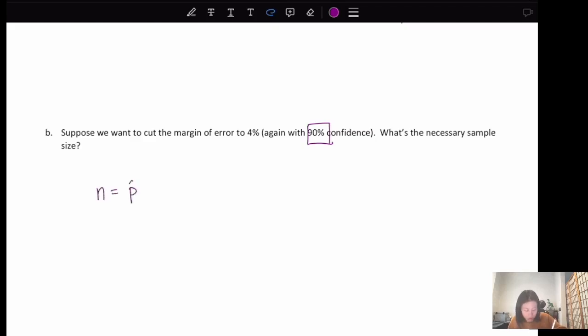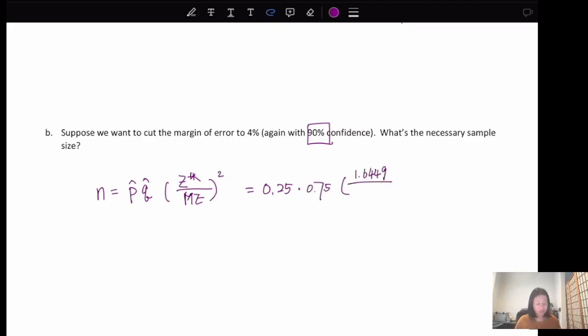Well, n equals p hat q hat, z-score over margin of error, squared. So p hat is still 25%, q hat 75%, z-score the same. Since it's a 90% interval, the z-score is 1.6449. Margin of error: now they want the margin of error reduced to 4%. By calculating that, this is equal to 317.11.